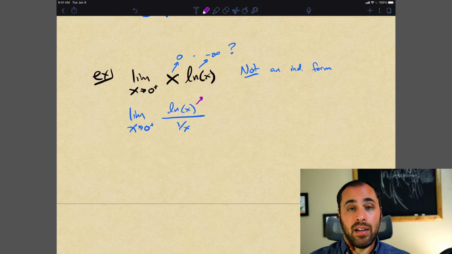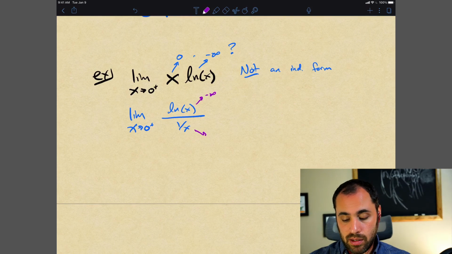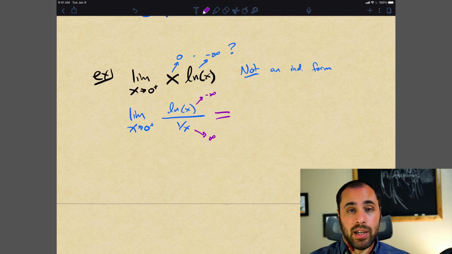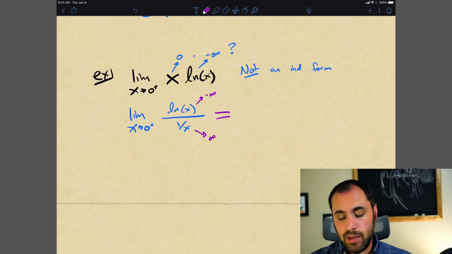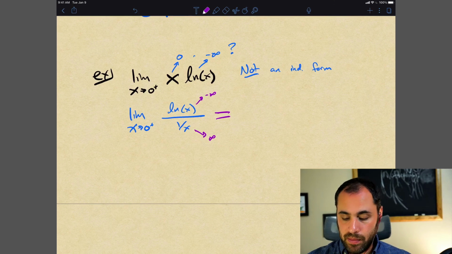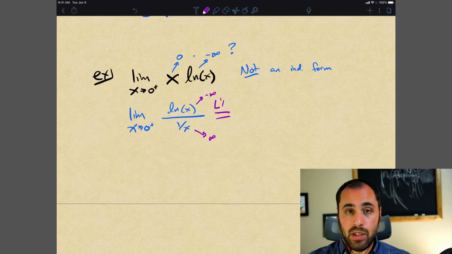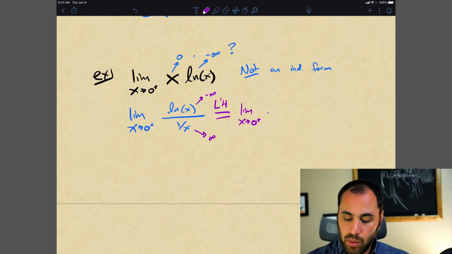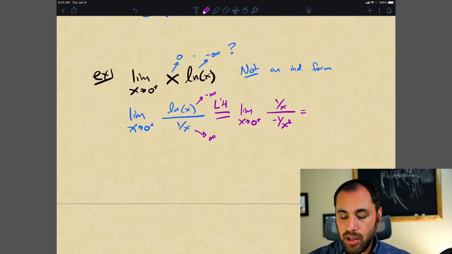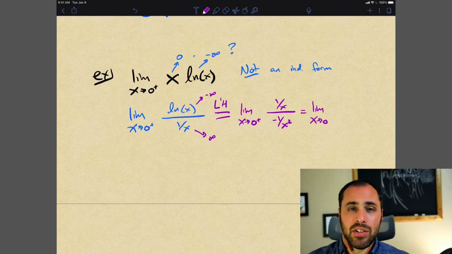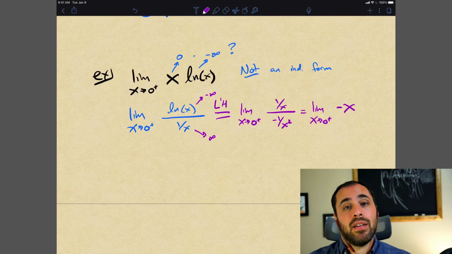So if I write ln of x over 1 over x, we can check the numerator is going to minus infinity. We recognized that before. And 1 over x, as x gets close to 0, goes off to infinity. So now this is an indeterminate form. We can apply L'Hopital's rule to get a new limit. Take the derivative upstairs, downstairs, and we get this. It's not clear that that's better, but if you simplify, we see that this is just equal to minus x. And the limit as x goes to 0 of minus x is 0.